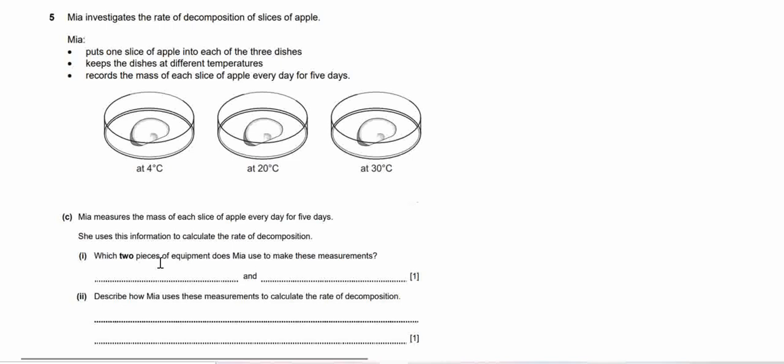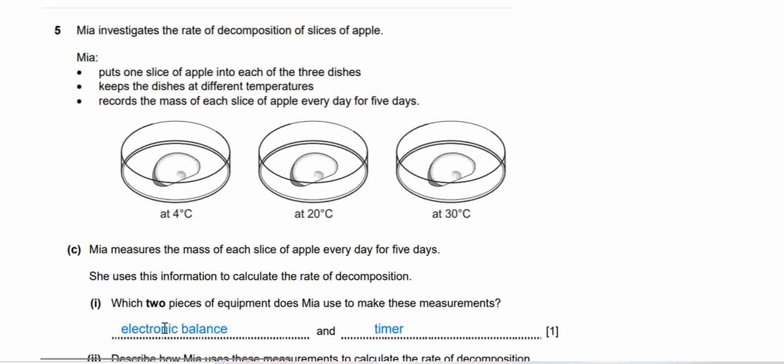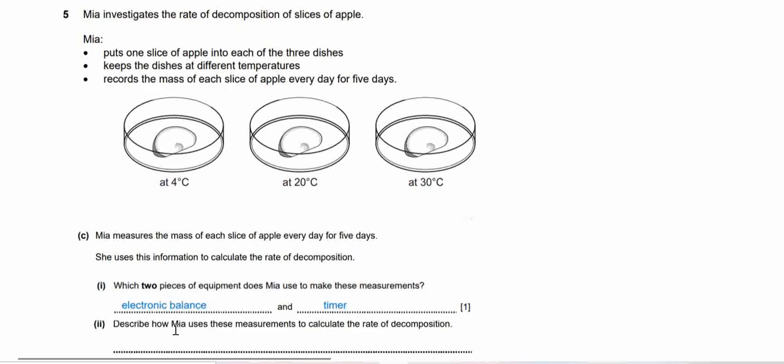Alright, let's open up the answer for C part 1. Okay, so it's electronic balance to measure the mass and timer to measure exactly the same time for 5 days. Next question, C part 2. Alright, C part 2, describe how Mia uses these measurements to calculate the rate of decomposition. Okay, you're given 10 seconds from now to figure out the answer for C part 2.